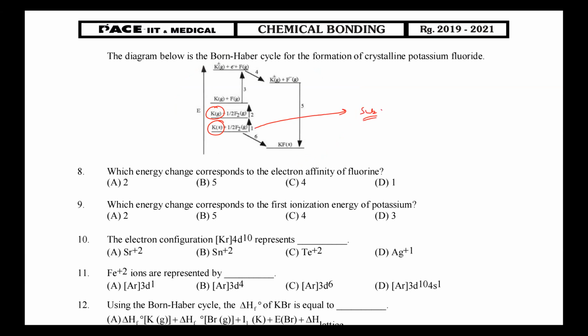ठीक है. Step 2 में देखो fluorine gaseous F2 gaseous converts to F gaseous. So this corresponds to bond energy. Sorry. This next step is fluorine remains as F, but the potassium K gaseous converts to K plus gaseous. The next step is ionization. So this is ionization energy. Next step is F gaseous converts into F minus gaseous. So step 4 is electron gain enthalpy. पूछा क्या? Which energy corresponds to electron affinity of fluorine? The fourth step corresponds to electron affinity of fluorine. ठीक है, आ रहा समझ में?